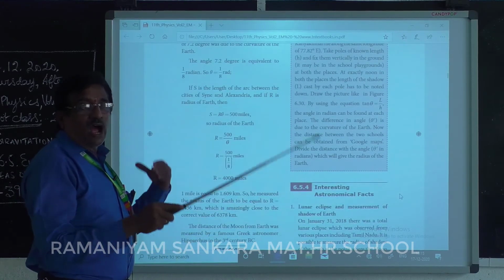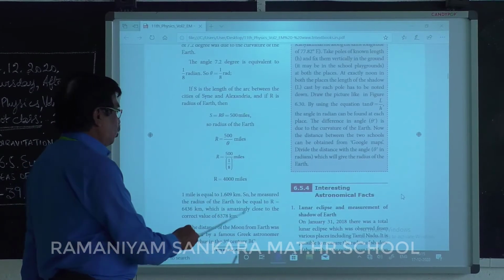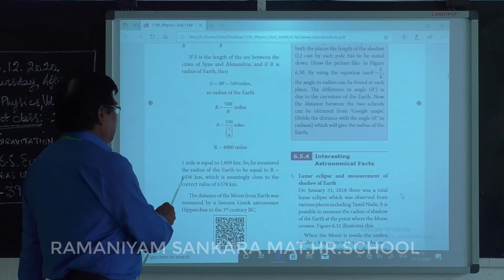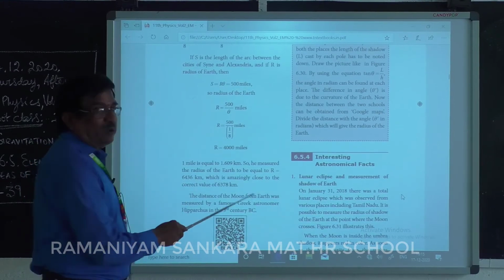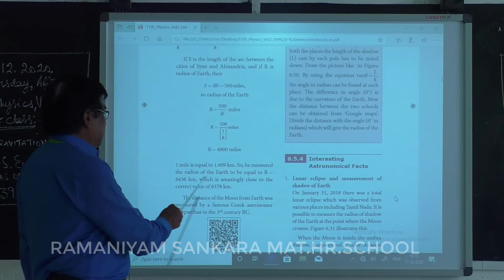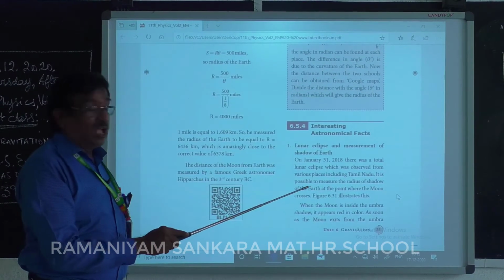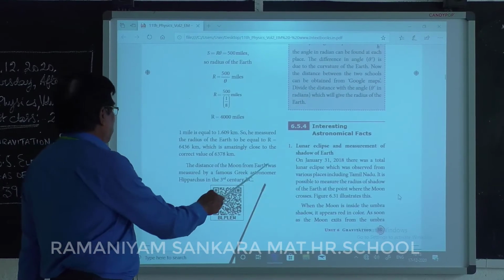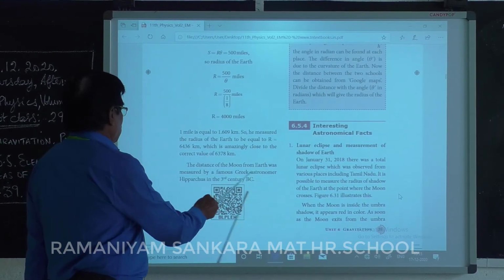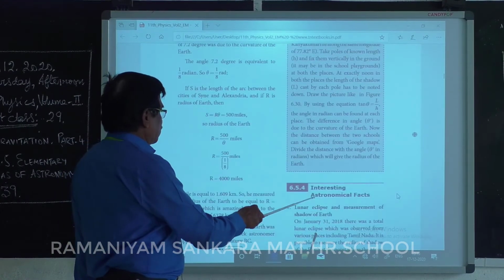Now you convert miles into kilometer. 1 mile equals 1.609 kilometer. Multiply, you get 6,436 kilometer, roughly rounded to 6,400 kilometer. But actually it is 6,378 kilometer. The distance of the moon from the earth was measured by the famous Greek astronomer Hipparchus, and activity, no need. We go to the next part.